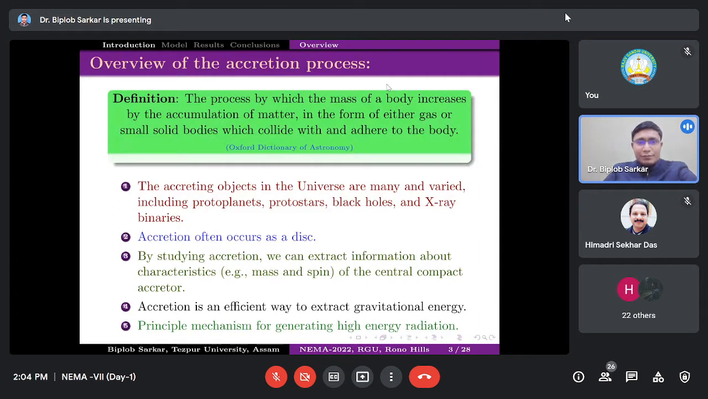For example, if we consider an accreting black hole, then through studying the accretion process, we can get information about the mass and spin of the black hole. Accretion is a very efficient method of extracting gravitational energy, and it is also the principal mechanism of generation of high energy radiation in our universe.